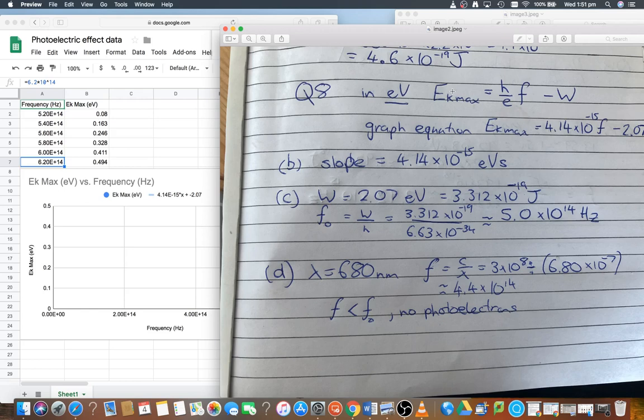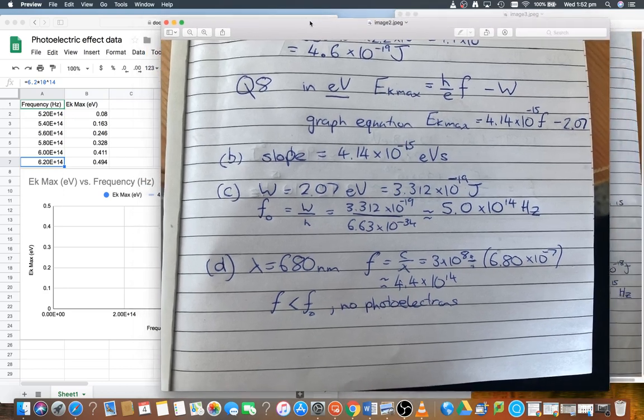Now remember, in the equation, if you graph in electron volts, I prefer this equation: EK max equals h divided by e times f, take W. Whereas in joules it is h times f minus W. Now I use h over e because I'm still using Planck's constant, which is in joule seconds. When that's divided by e, it becomes Planck's constant in electron volts.